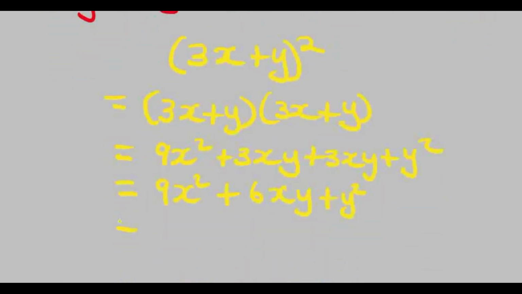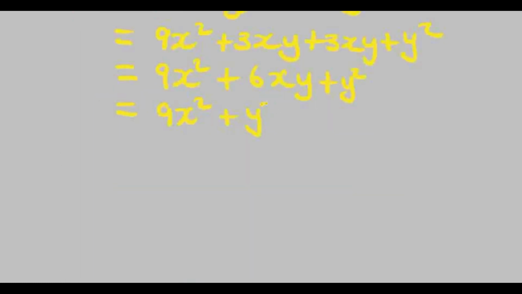Right, we'll group like this: 9x² + y² + 6xy. We know that 9x² + y² is equal to 12. So we put 12 plus 6, where there is xy, we put negative 3.